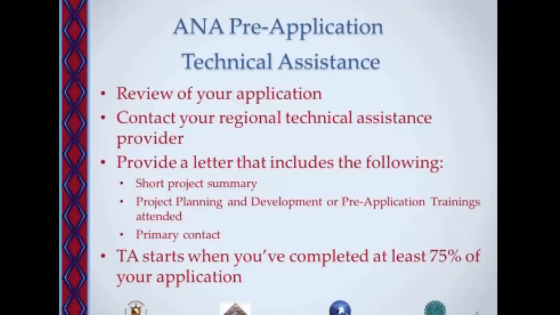And forward them a letter or email that includes the following. You want to provide a 1 or 2 sentence synopsis on what you intend to do with your project and what program area you're applying under. You also want to include information on any project planning and development or pre-application trainings that you've attended. And lastly, provide the telephone number and email address for the individual that you'd like us to work with. To get the maximum benefit out of this process, we ask that we start the process with you when you've completed at least 75% of your application. So if you'd like to take advantage of this, definitely shoot us a request. We'd love to help you.